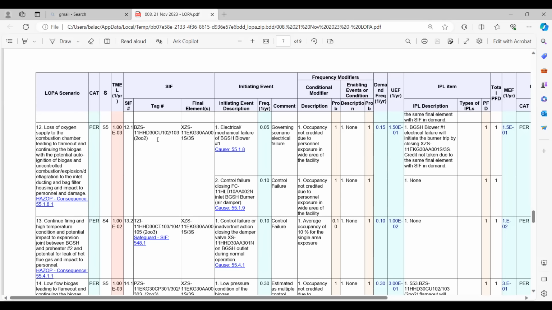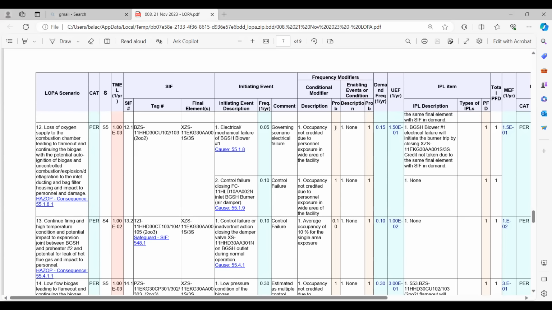Then you have the SIF here, and what is the frequency? This is also there. So this is about the LOPA scenario. Then you have the SIF, all the tags. Then we talk about the initiating event. This is the one, ICL. Yeah, this is the electrical mechanical failure of the biogas superheater, and the frequency per year. Then we have the conditional modifier, wherein we know occupancy, all this. Here the personal occupancy is not credited due to personal exposure in a wide area of the facility. The person is there, which is why occupancy is not credited here.